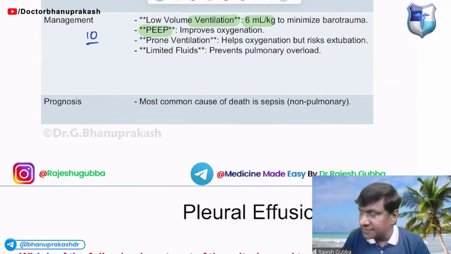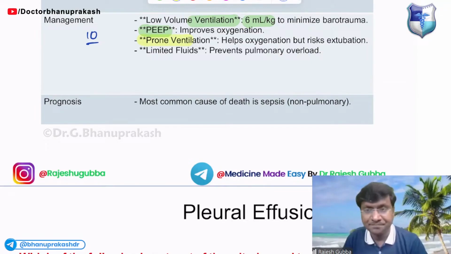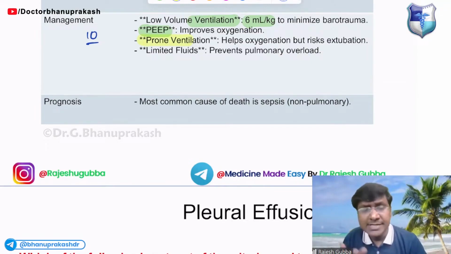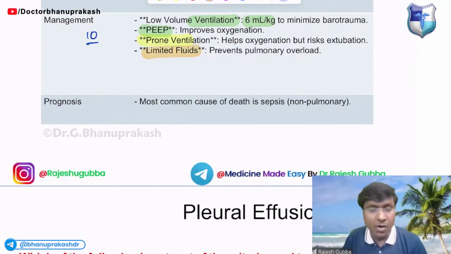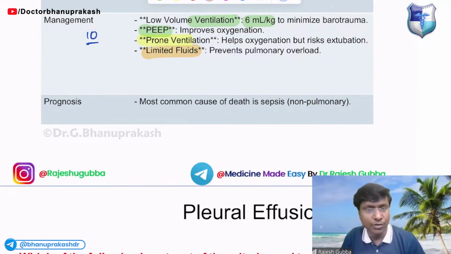And what should be the position of these individuals? Prone position. In the prone position, the residual volumes get preserved, right? In case of making the individual lie down in the prone position. And you should not give excessive fluids. Already there is pulmonary edema, so you should limit the fluid. That will prevent pulmonary overload.